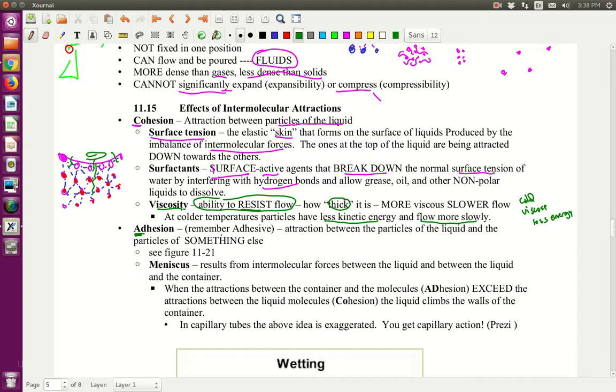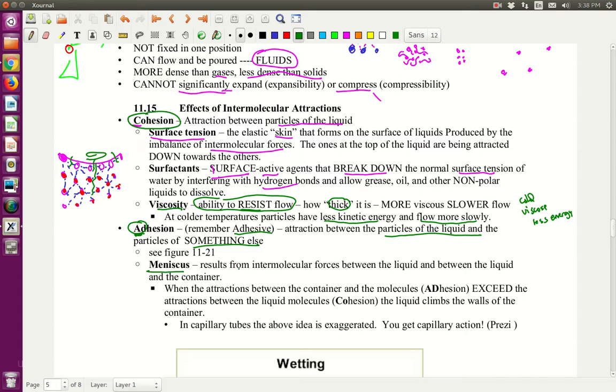Then we have adhesion. And adhesion, think about an adhesive band-aid, okay? Ad means like to move towards something. So adhesion is to stick towards something else. So particles of the liquid and the particles of something else, adhesion. Cohesion is sticking together. Adhesion, sticking to something else.